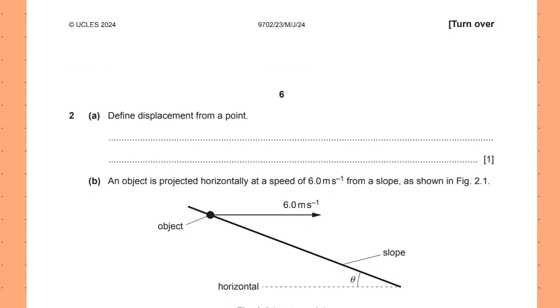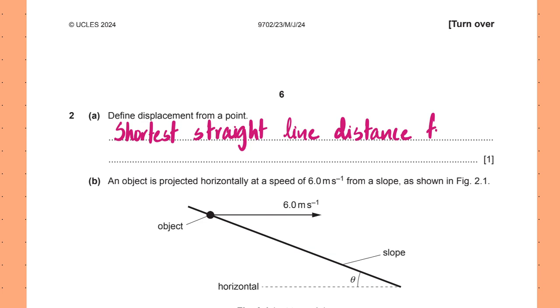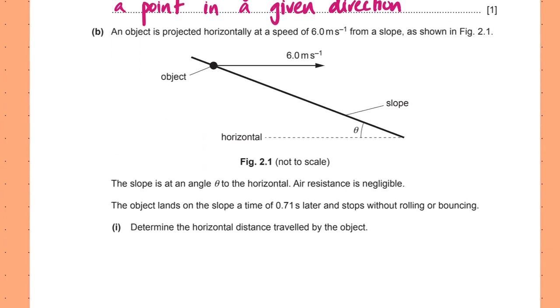Define displacement from a point, a kind of definition that wasn't asked a lot, but again we have a question here. So displacement is the shortest straight line distance from a point in a given direction, right? So the direction word is also important to indicate that this is actually a vector quantity.